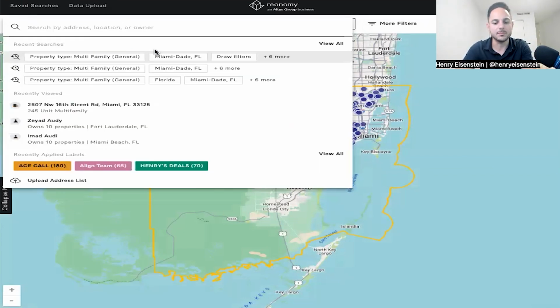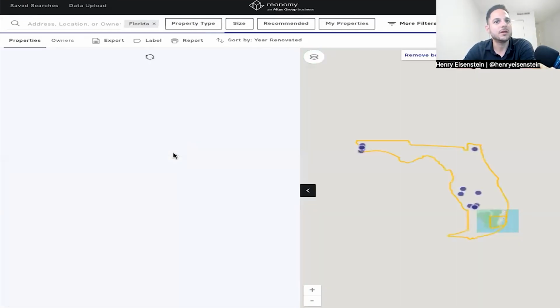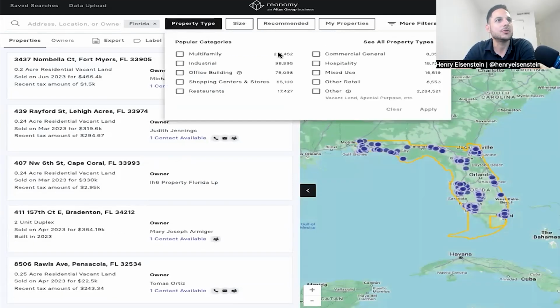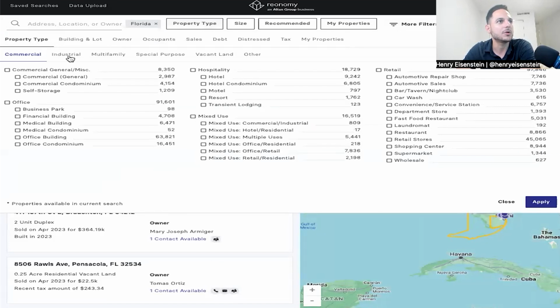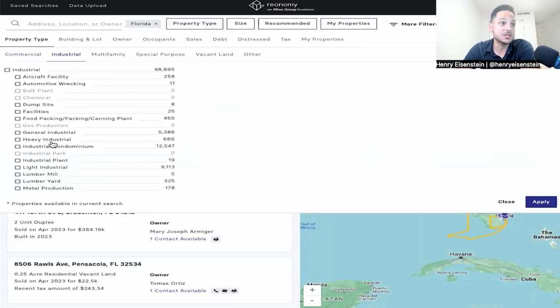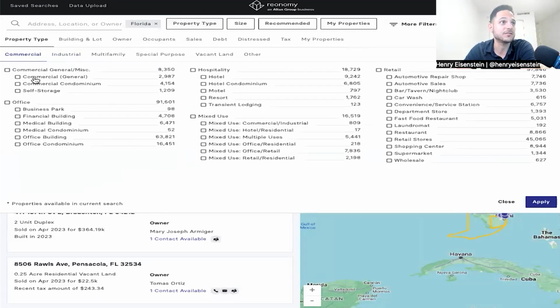Let's do the same exact thing, but let's go into Florida. We're going to go to Florida State, start with the entire state of Florida. We're going to go down to more filters. We're going to get to property type. We're going to go to industrial. Before I just click on a bunch of these different options and explain a few different things, I also want to go to this real quick.